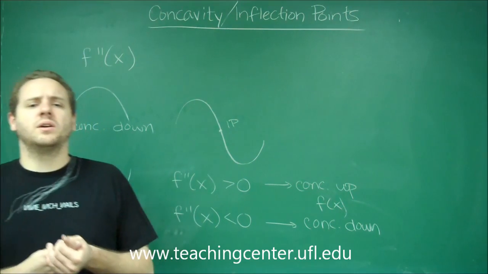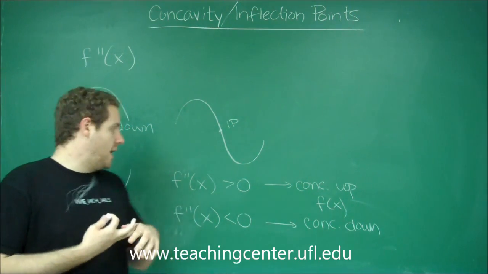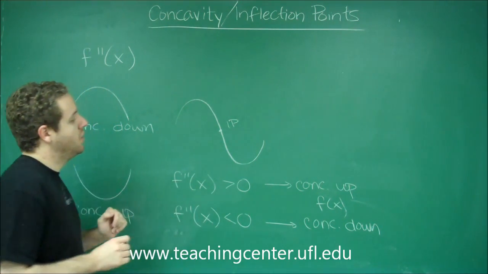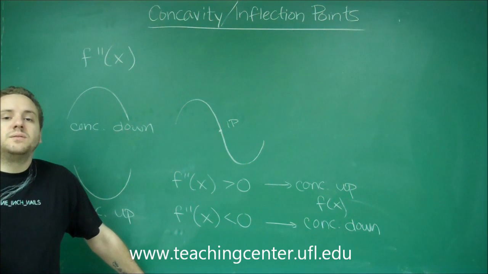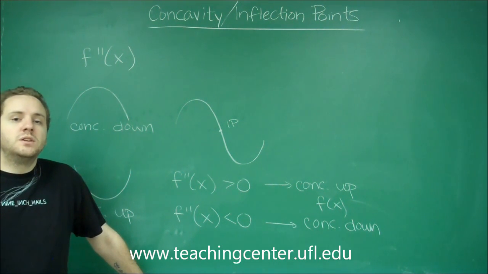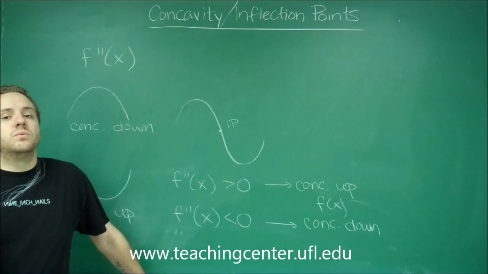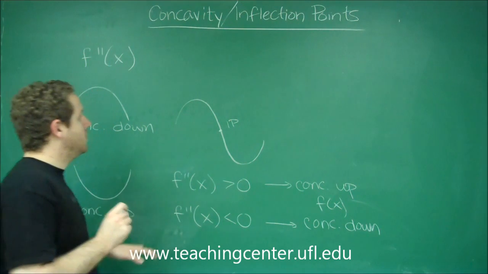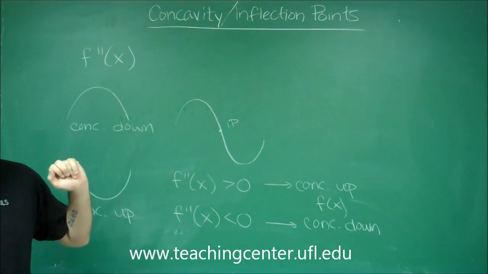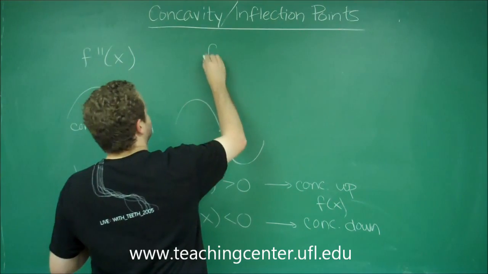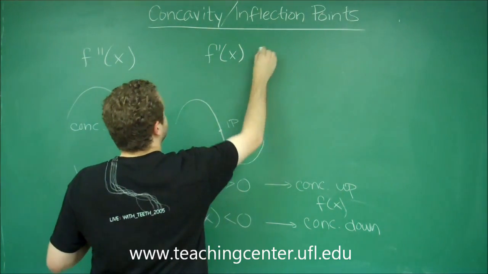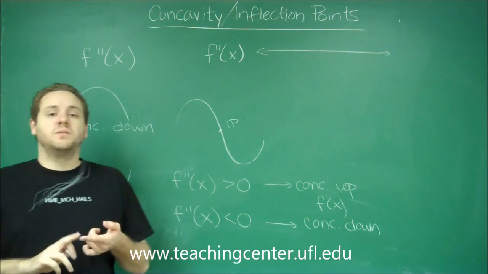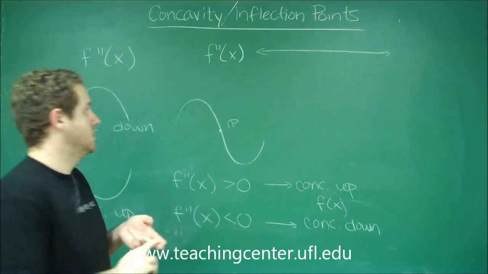That might make you think, oh, well then the inflection point is when the second derivative is 0. And that's not entirely true. The inflection points are wherever the function changes concavity. That's the important concept there, that it changes concavity. So what you want to do when you're trying to find inflection points of a graph is set up a number line using the second derivative's critical numbers, all the numbers where the second derivative is either 0 or undefined.